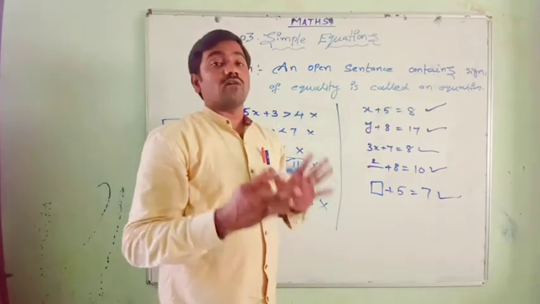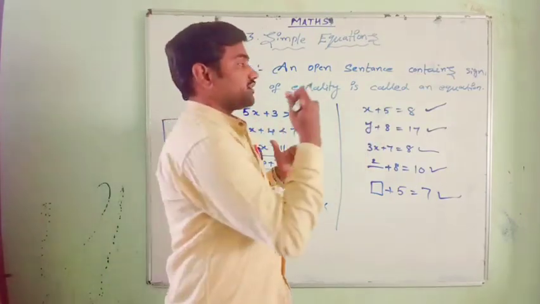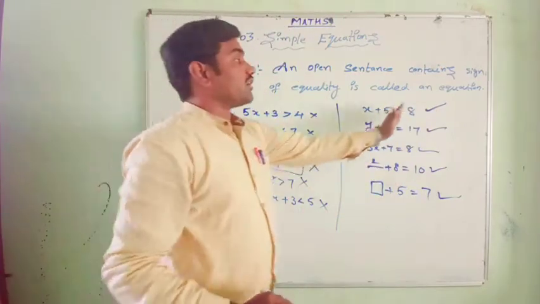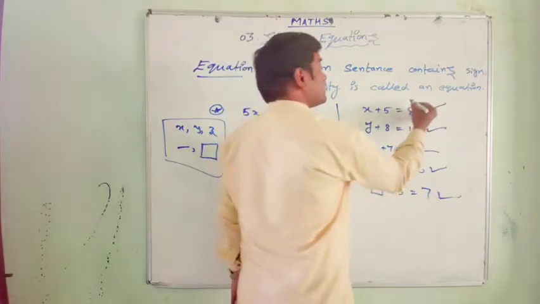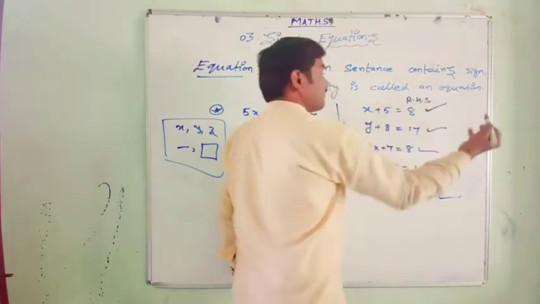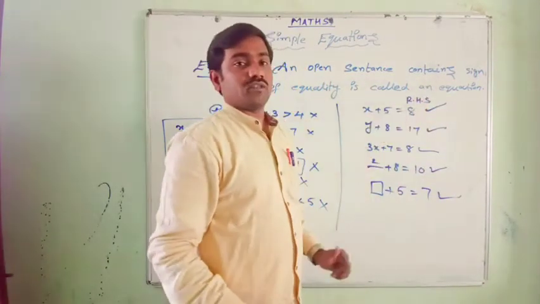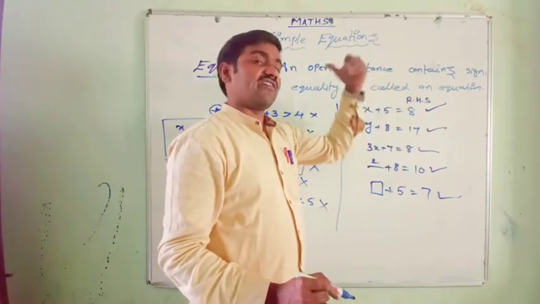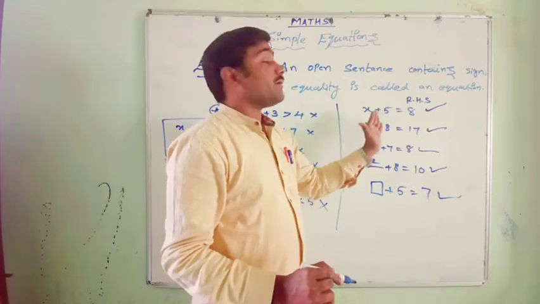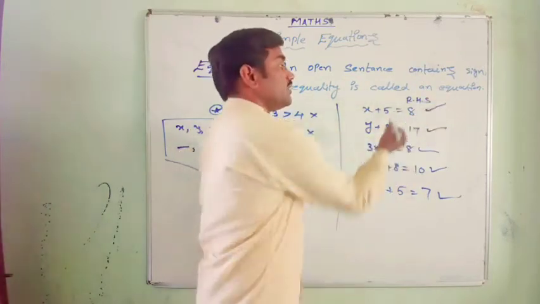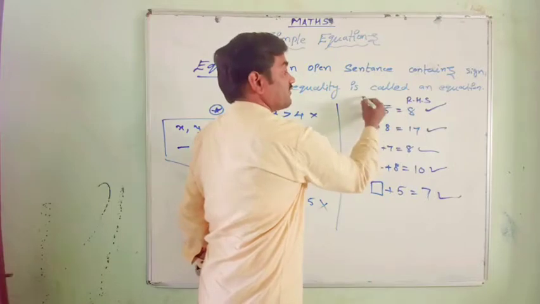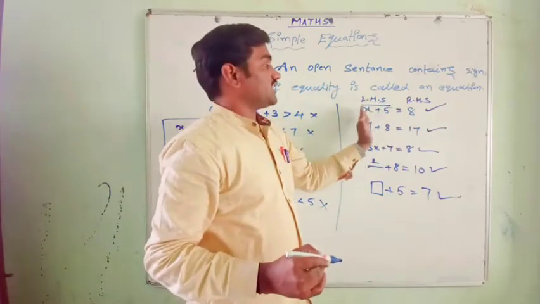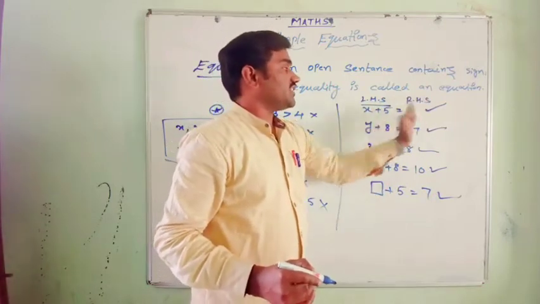In the equations we have two sides: after the equal symbol and before the equal symbol. After the equal symbol, whatever the numbers will be, that is RHS, right hand side. After the equal symbol, whatever the statements, either a numerical statement or variable statements, that will be known as RHS, right hand side. Before the equal symbol, whatever it will be, it is known as LHS, left hand side. LHS is x plus 5, RHS is 8.